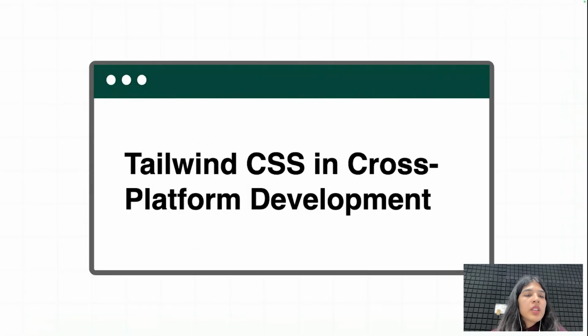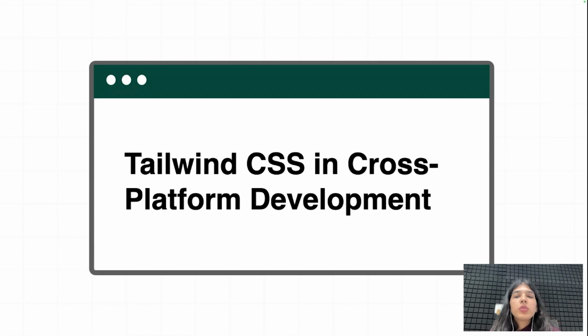Now, we'll talk about using Tailwind CSS in cross-platform development. Using Tailwind CSS in cross-platform development provides a unified approach to styling. The same set of utility classes that you were using in your web applications can now be used in web and mobile both, ensuring design consistency. Your application looks very similar to how it used to look on web.